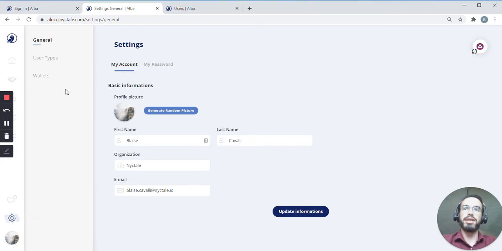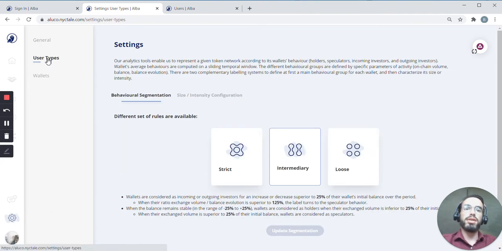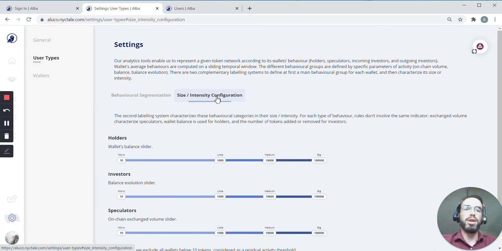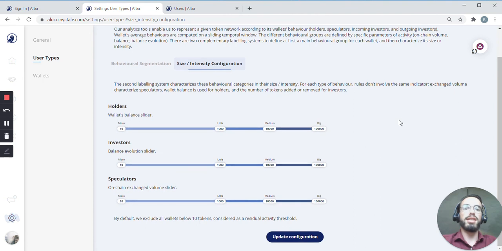To finish with the last features, you can find your profile information on the general page of the setting page. In the user type page, you can also adapt our second labeling system regarding the size or intensity of our different behavioral groups. They are already pre-configured to stay on the same order of magnitude for all tokens covered.